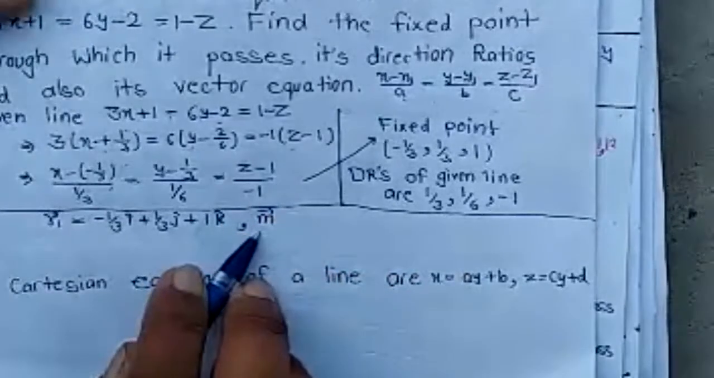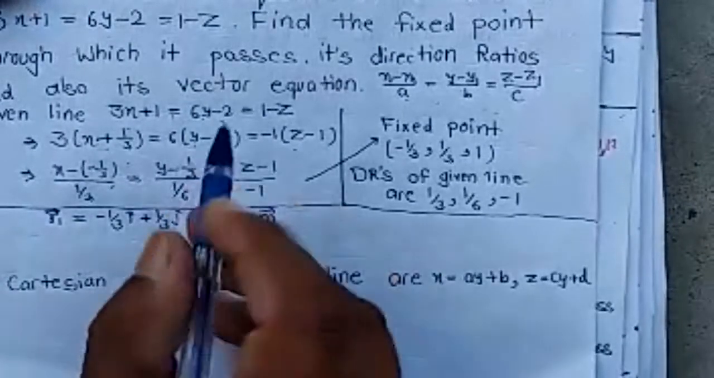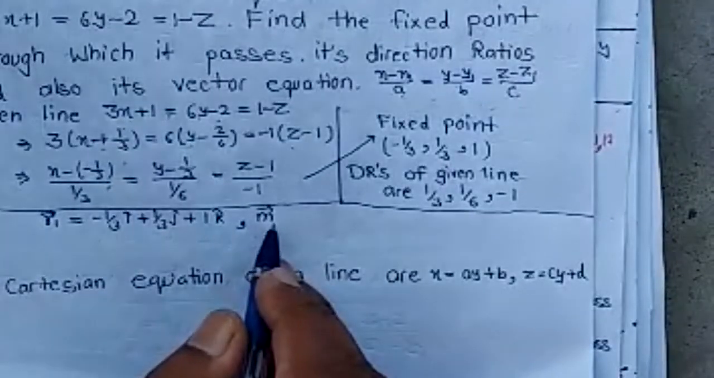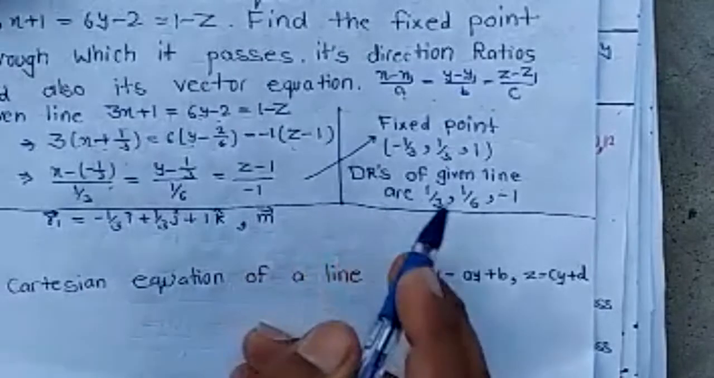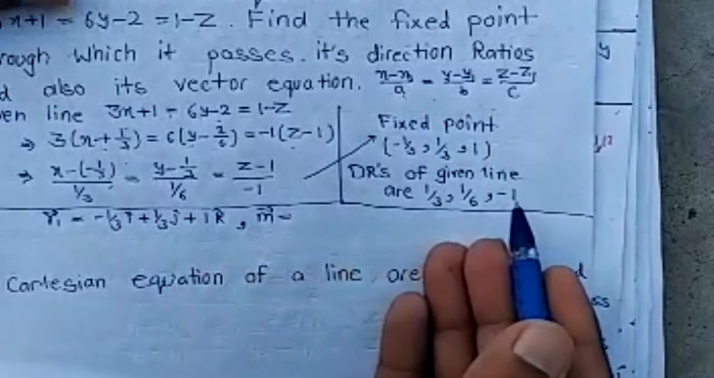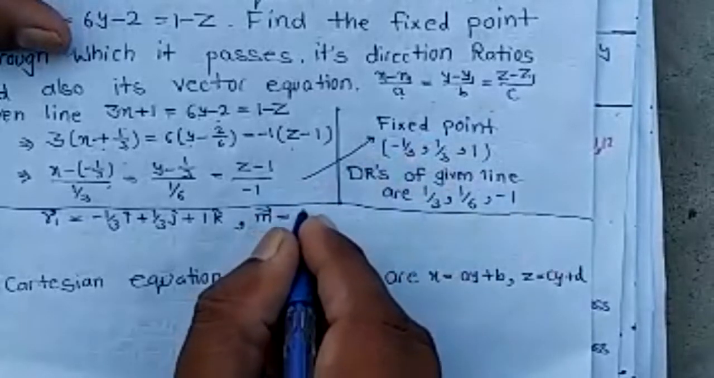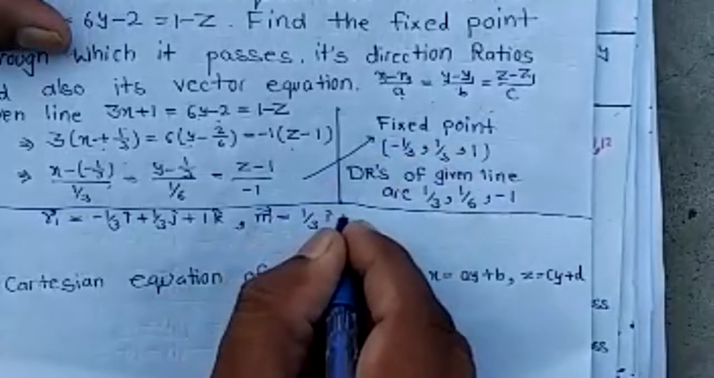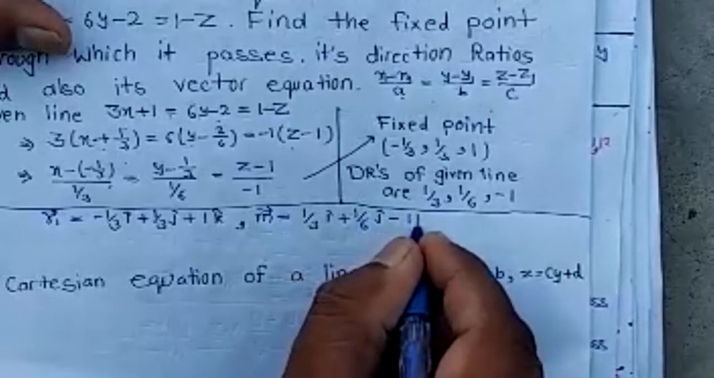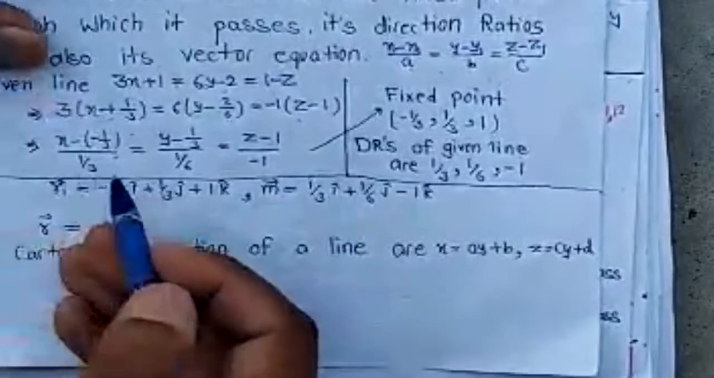The m vector is a vector which is parallel to the given line. Means the direction ratio of the m vector is proportional to the direction ratio of the given line. The direction ratio of the given line is 1 by 3, 1 by 6, minus 1. Then the direction ratio of a line parallel to the given line is also 1 by 3, 1 by 6 and minus 1 k cap. Then the vector equation is r vector equal to the given point.